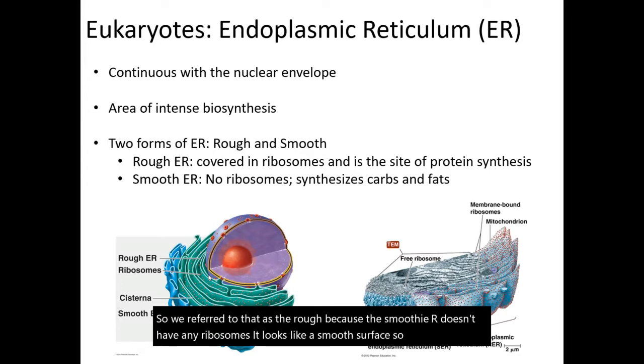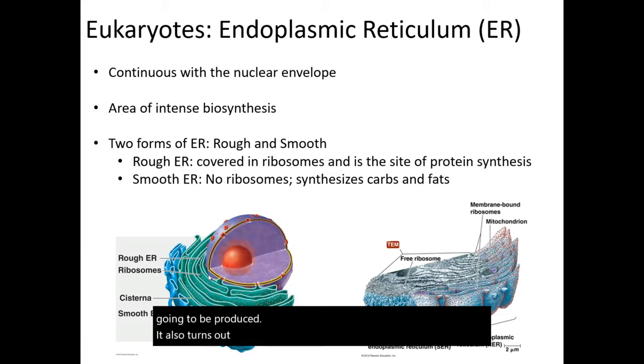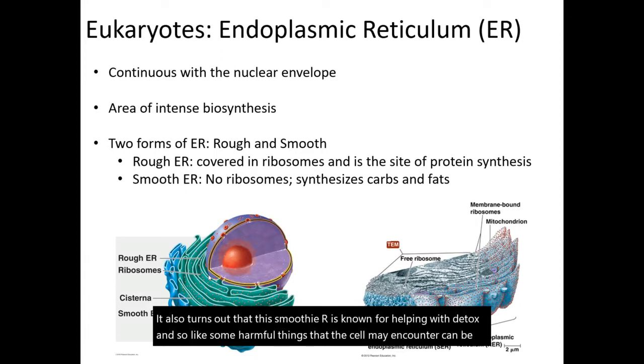So the rough ER has ribosomes. That's where we're really going to be making a lot of proteins. The smooth ER does not have those protein-making machines, and so that's where carbohydrates and fats are normally going to be produced. It also turns out that the smooth ER is known for helping with detox. Some harmful things that the cell may encounter can be broken down in the smooth ER.